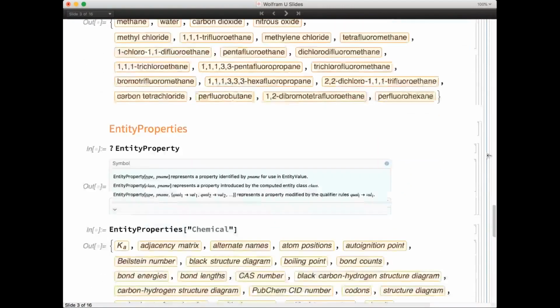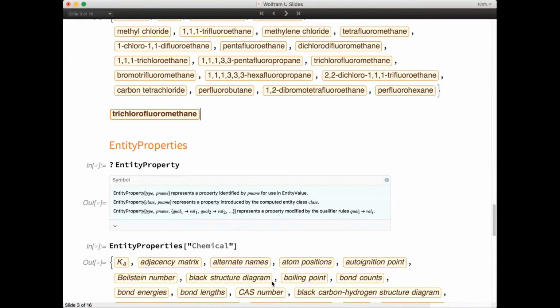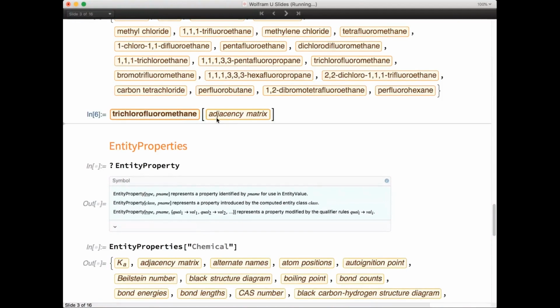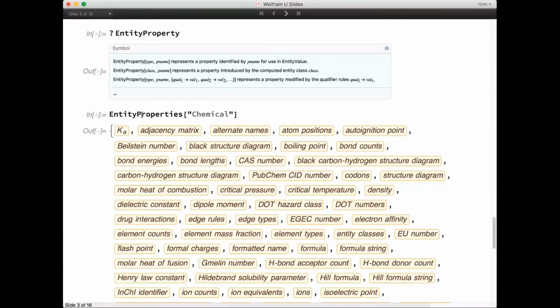And so entity value has a similar syntax to chemical data, except you've got an entity. Let's look at trichlorofluoromethane here, and then we want its adjacency matrix. And there we go. So you've got an entity and a property, and that's the basic syntax. You can ask for all the different types of properties that are available for chemicals, and you get this list.